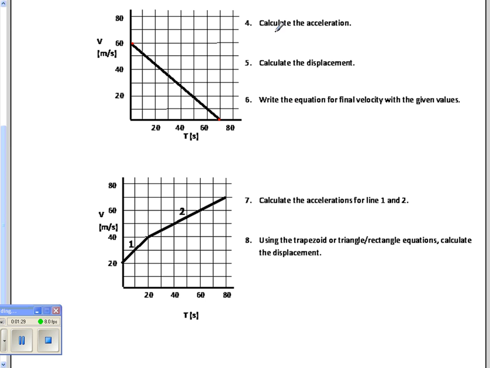So my rise will be 0 minus 60. It's going down, so it should be a negative number. My run is starting at 0, ending at 70, so I'll have 70 minus 0. Now we're going to plug that into a calculator, and I get that my slope is 0.857.